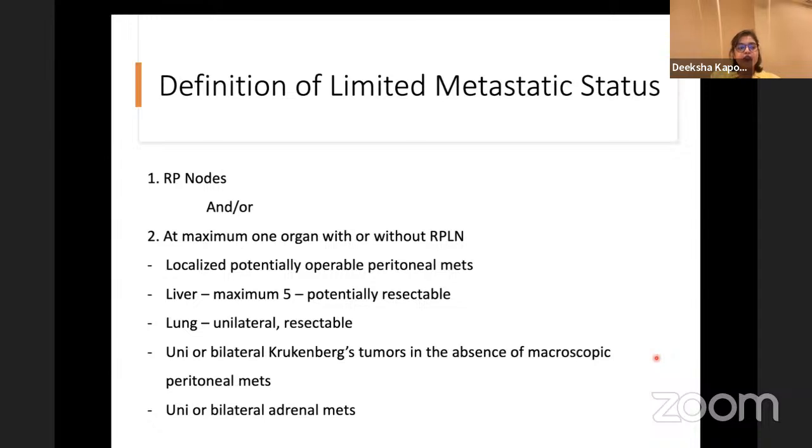So it says retroperitoneal lymph nodes, which is parapancreatic, retroduodenal, mesenteric, retroperitoneal lymph nodes, and/or at the maximum one other organ with or without retroperitoneal lymph nodes. So it has to be either localized, potentially operable peritoneal disease, at the most 5 lesions in the liver which are potentially resectable, unilateral lung disease which is resectable, uni- or bilateral Krukenberg's tumors in the absence of peritoneal mets or disease elsewhere, and unilateral or bilateral adrenal mets. This is what they meant by limited metastatic status.